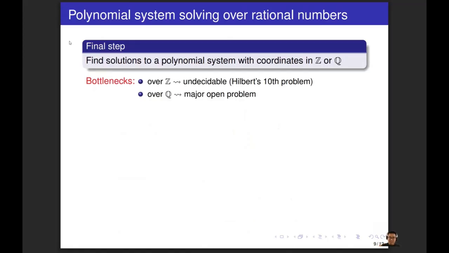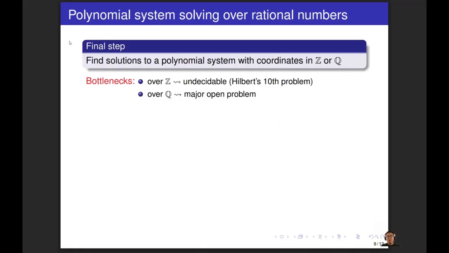So now the next step is that we need to find a rational solution of a polynomial system. Finding an integer solution of a polynomial system is undecidable in general. This is actually a very famous problem, which is Hilbert's 10th problem. For the rational case, it's an open problem in general. However, in practice, for many polynomial systems, we can actually find a rational solution.